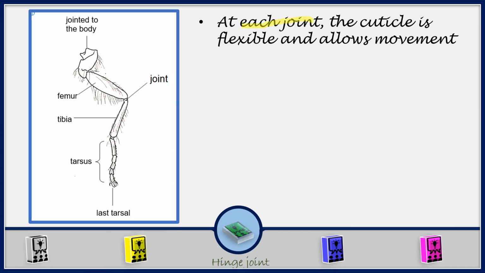At each joint, the cuticle is flexible and allows movement. Every joint that we are talking about, we have many joints. There is a joint here, a joint here, another joint here, and we have other smaller joints here. All those joints are flexible and they do allow movement.